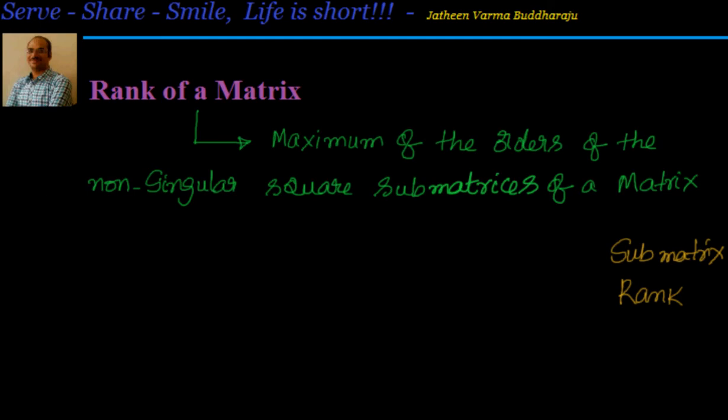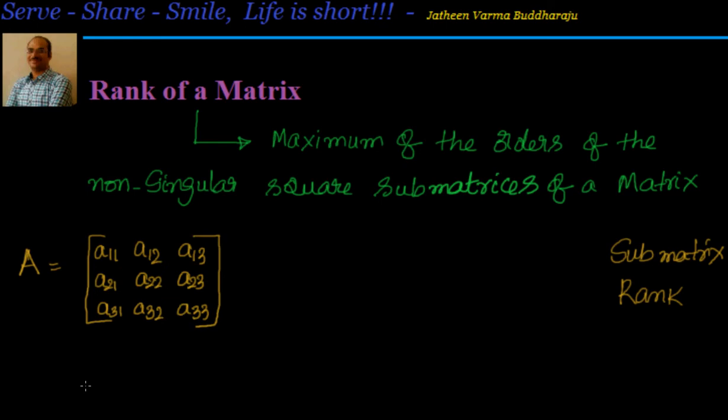What's the meaning of that? So let's try to take some simple example. Let us say matrix A is equal to, so we have a matrix A with elements A11, A12, A13, A21, A22, A23, A31, A32, A33. Okay, now let's take this and see. Maximum of the orders of the non-singular square submatrices of a matrix. Now let's try to understand this step by step.